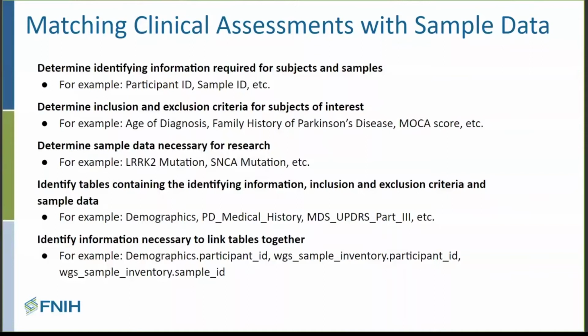After doing that, you need to identify the information that links those tables together. So to get to certain information about a particular whole genome sequence, a particular sample, you would need the sample ID. So you need to know how the tables are tied together, and you need to include that in your query so that it can correctly come back with the information.